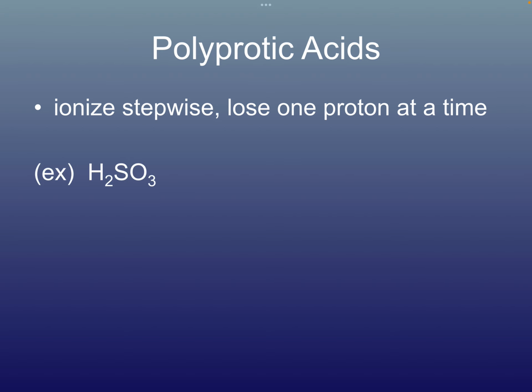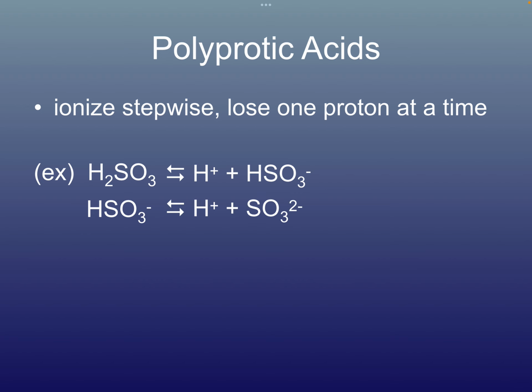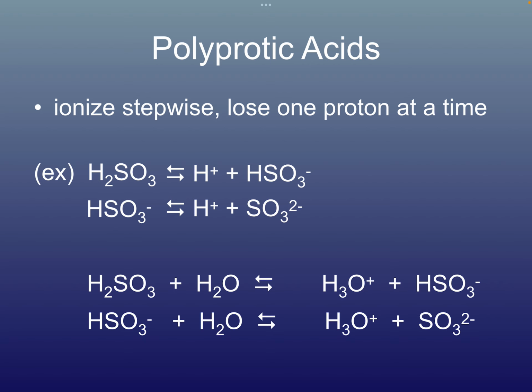So for example, here is sulfurous acid that has 2 hydrogens. It will ionize losing 1 hydrogen, producing a hydrogen sulfate ion. And then that hydrogen sulfate can ionize losing a second hydrogen to produce the sulfite ion. So instead of losing 2 hydrogens at a time, it lost 1 hydrogen at a time, and that product that still has a hydrogen that can ionize went through another step overall. So this would be a 2 reaction process.